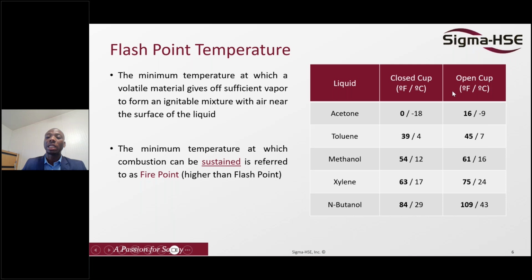And you can see the table on my right. You can see we have some common materials that we handle and the various flash points with either the open or the closed cup. And you can see acetone, which is very low. We can see toluene, we can see methanol, and so on. So every flammable liquid that you handle has a flash point. And this is very, very important to actually classify the material, whether it's a Class 1A, B, or something like that. All of them depend on the flash point of the material.